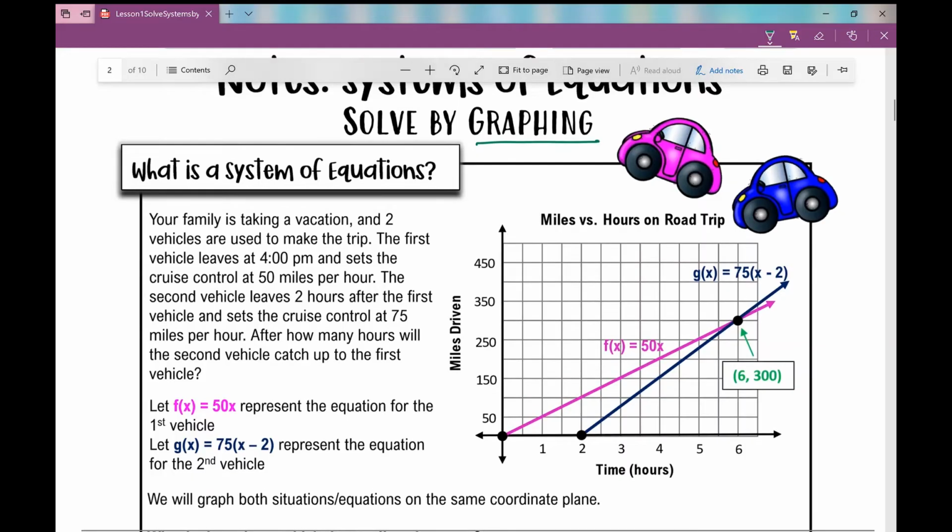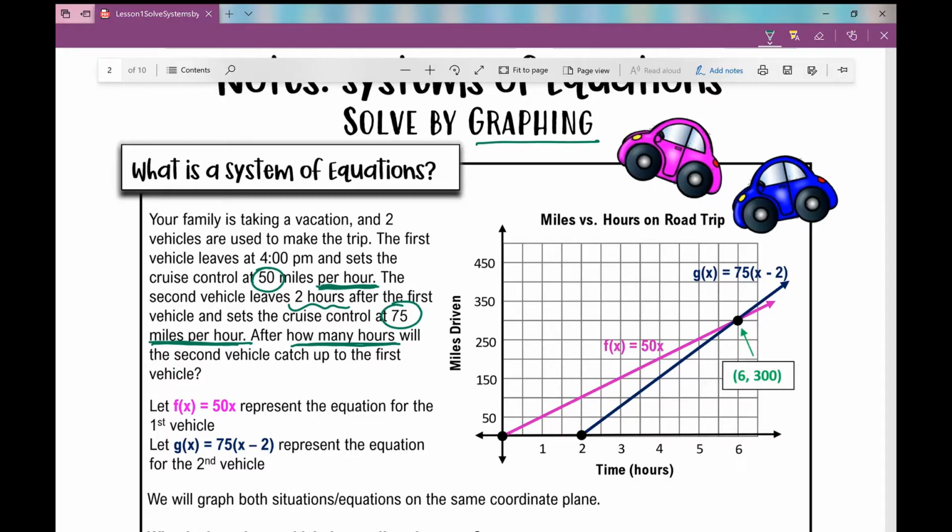In this first example, your family is taking a vacation, and two vehicles are used to make the trip. The first vehicle leaves at 4:00 p.m. and sets the cruise control at 50 miles per hour. That's a rate, which means that's the number that's going to go in front of our variable. The second vehicle leaves 2 hours after the first vehicle and sets the cruise control at 75 miles per hour. There's another rate. After how many hours will the second vehicle catch up to the first vehicle? Okay, we're looking for time.